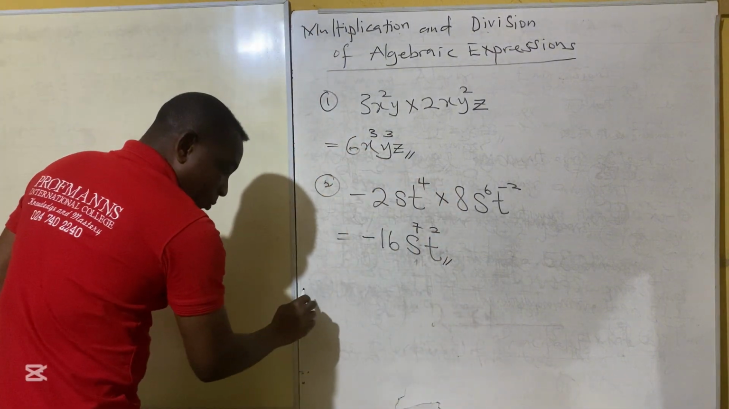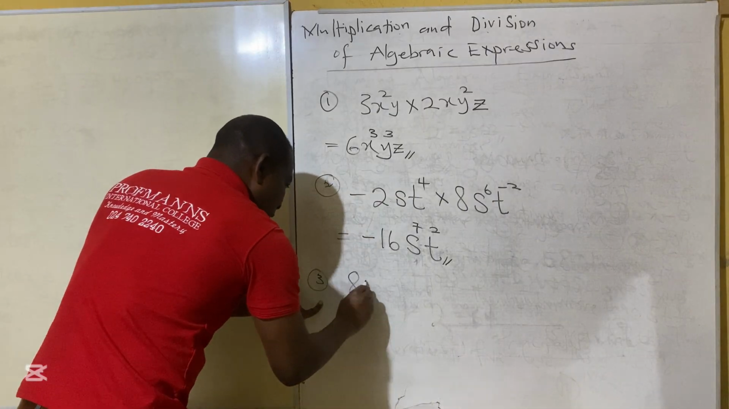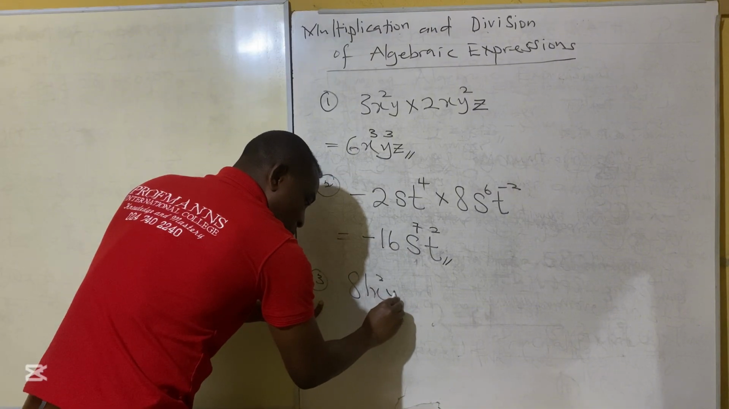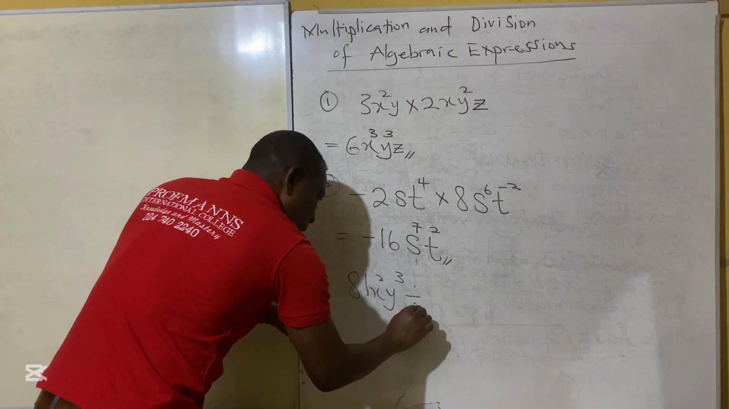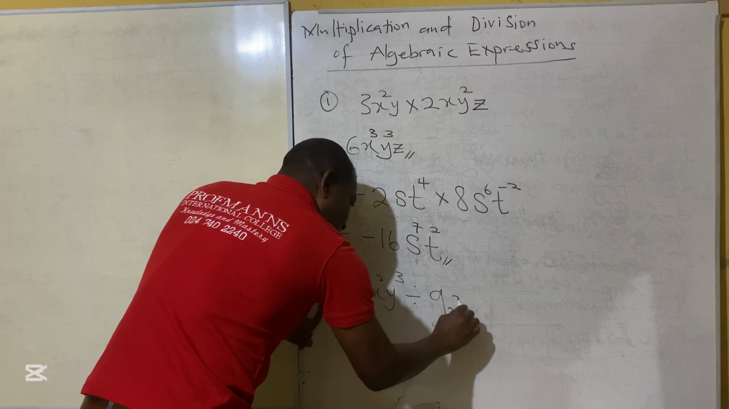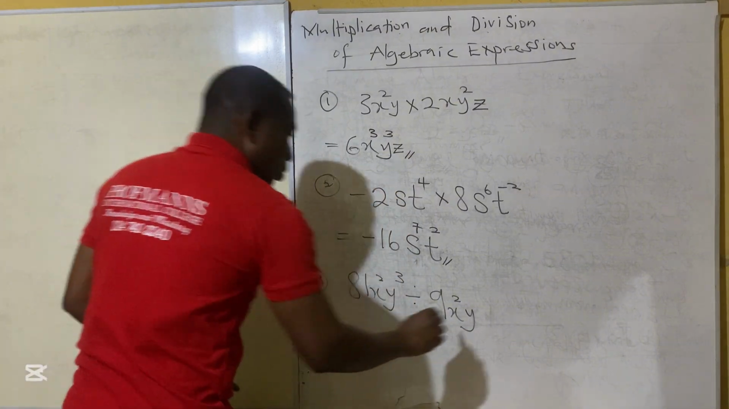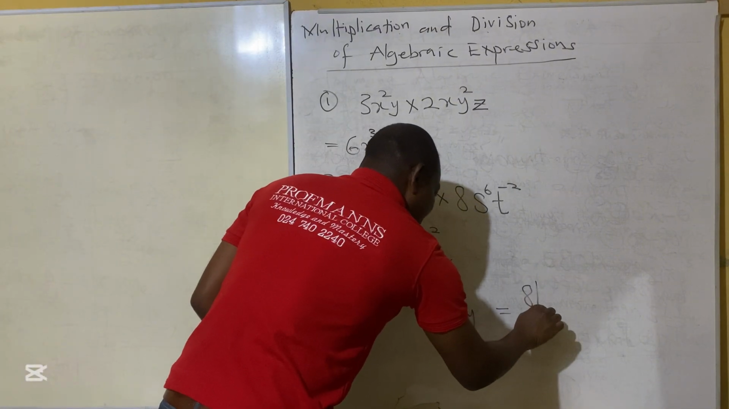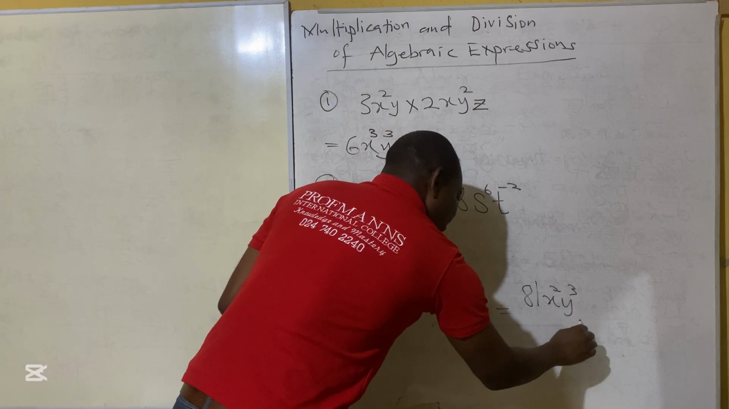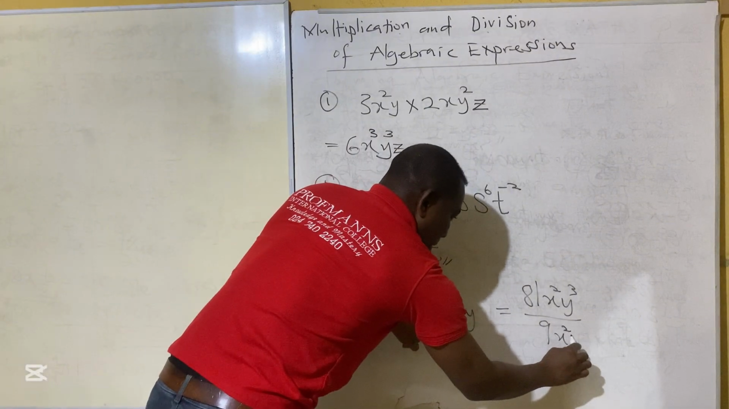Let's look at the third one, which is number 3. It is 81x to the power 2 y to the power 3 divided by 9x to the power 2 y. Okay, so this is equal to 81 x squared y to the power 3 divided by 9 x squared y.